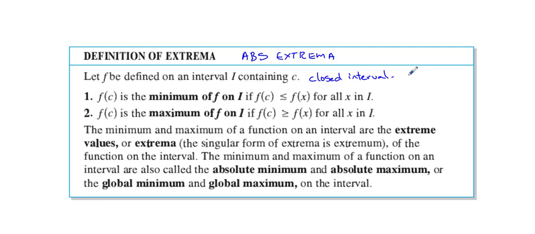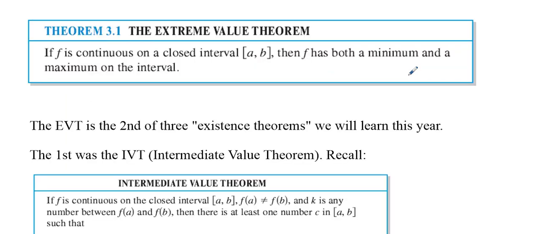All right. The extreme value theorem is applying this idea of extrema. EVT for short. If f is continuous on the closed interval, then f has both a minimum and a maximum on that interval. If you have a line that has endpoints, there's got to be a highest point and a lowest point.